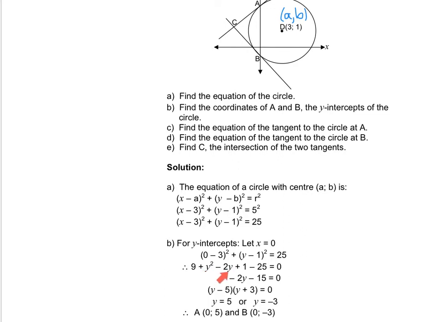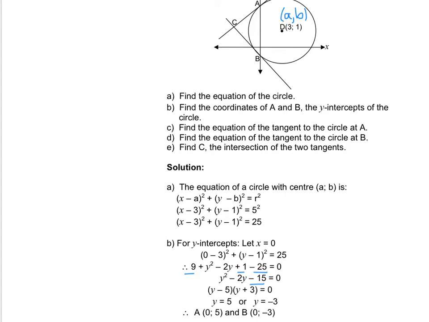Then for the middle term, I take the two terms, multiply them by one another and times it by the exponent 2. So y times minus 1 times 2 gives me the minus 2y. Minus 1 squared means that minus 1 times minus 1 becomes a positive 1. The 25 on the right hand side must be taken to the left and therefore becomes a minus 25. Now I can put my like terms together.